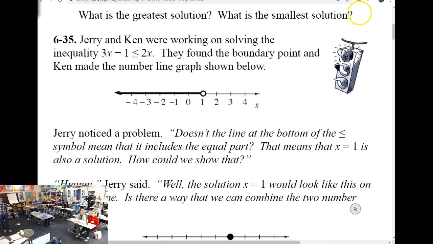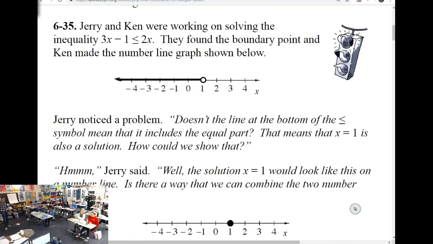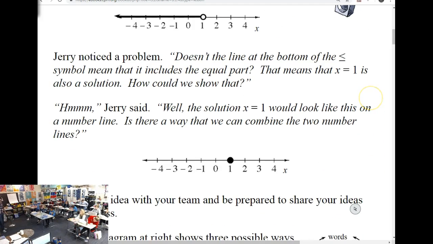So Jerry and Ken are discussing some problems from yesterday, and they drew this graph. Now, Jerry noticed, wait, this symbol has the line under it, and I thought that meant we'd do something different. So they then say, well, yeah, no, that line means x equals 1. So, yeah, that graph. What's their issue? We're going through this problem really fast because we already talked about this yesterday.